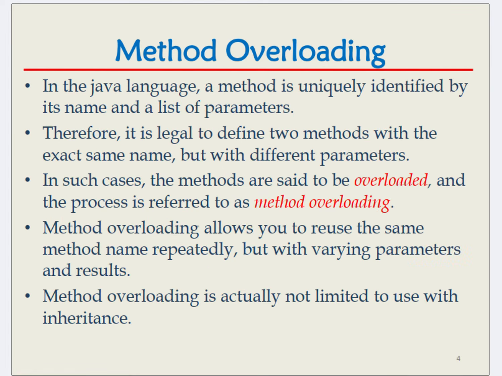3. Method overloading. In the Java language, a method is uniquely identified by its name and a list of parameters. Therefore, it is legal to define two methods with the exact same name, but with different parameters. In such cases, the methods are said to be overloaded, and the process is referred to as method overloading. Method overloading allows you to reuse the same method name repeatedly, but with varying parameters and results. Method overloading is actually not limited to use with inheritance.